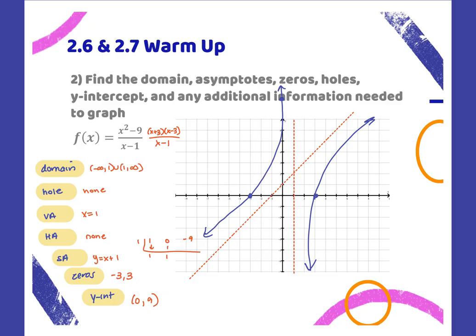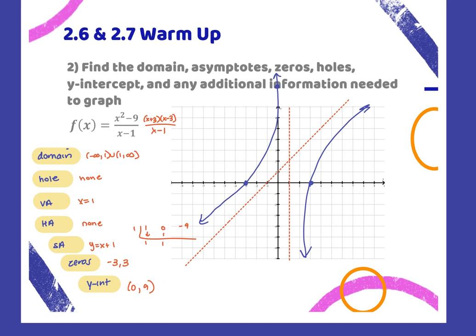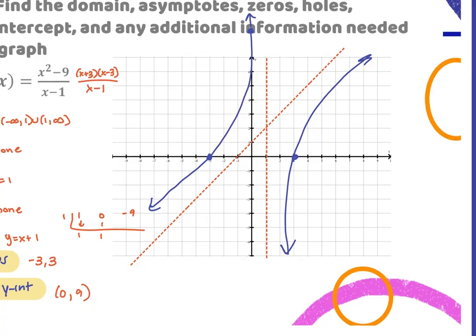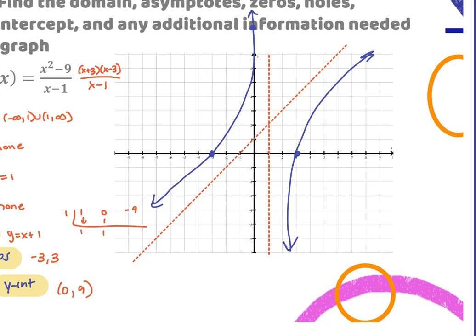Make sure, when you do long or short or synthetic division, you have to plug in the 0x in place of what's missing. So I get y equals x plus 1, and then your zeros from the numerator, you get negative 3 and positive 3, and then plug in 0 to get your y-intercept at 0, 9. So my slant asymptote, I graphed. I start at positive 1. It has a slope of 1.